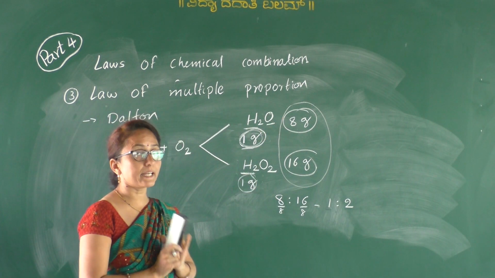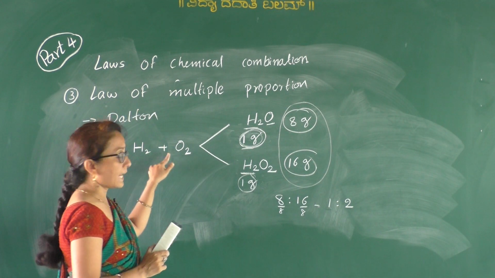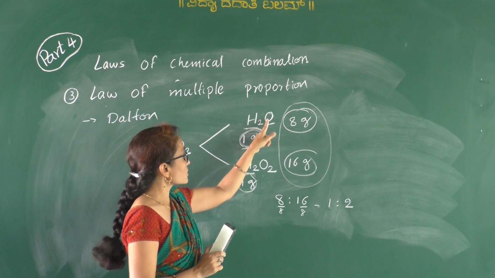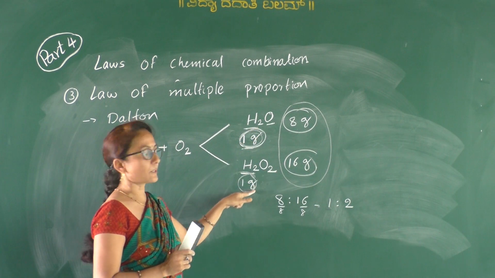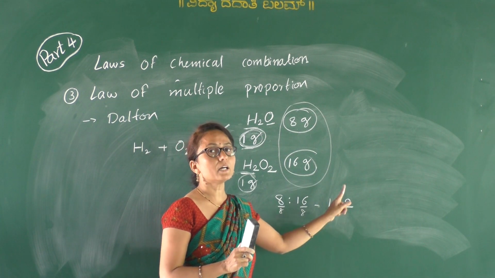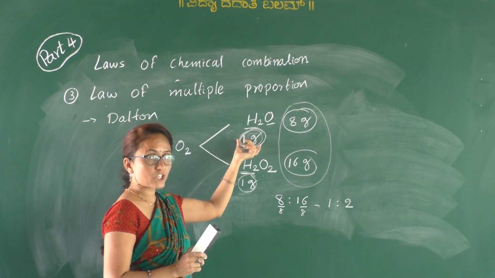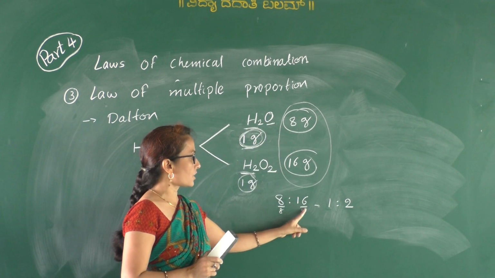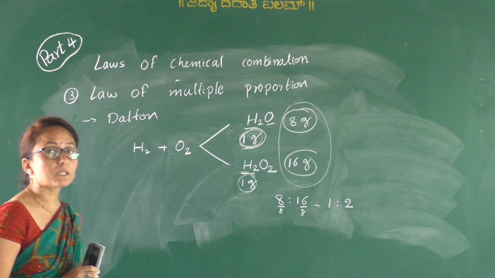Clear? So now the statement. The law of multiple proportion states that if two elements combine to form more than one compound, the masses of one element which combine with the fixed mass of the other are in smallest whole number ratio. Clear? So when two elements combine to form more than one compound, if we take the mass ratio of one element, that mass ratio is always a smallest whole number ratio. So that is what the law of multiple proportion is.